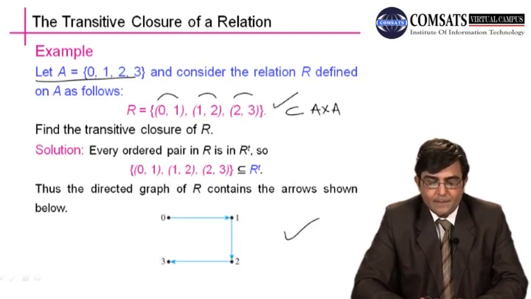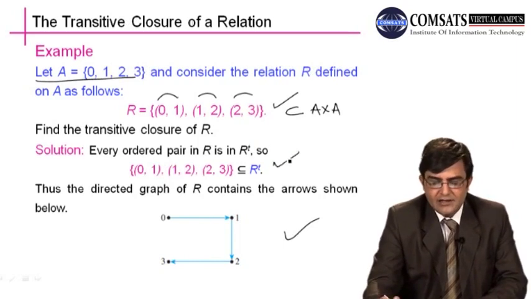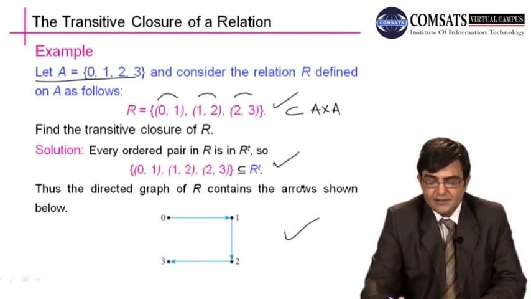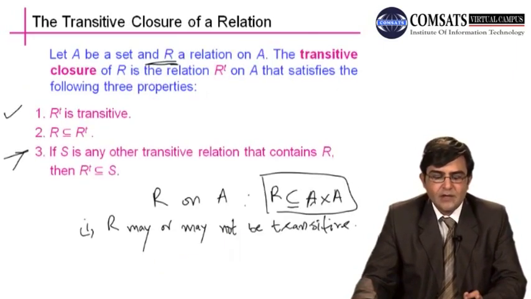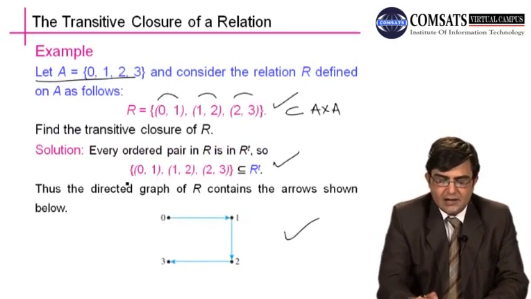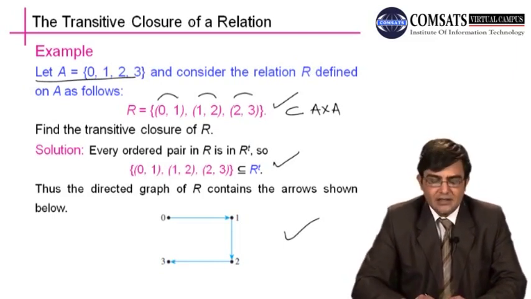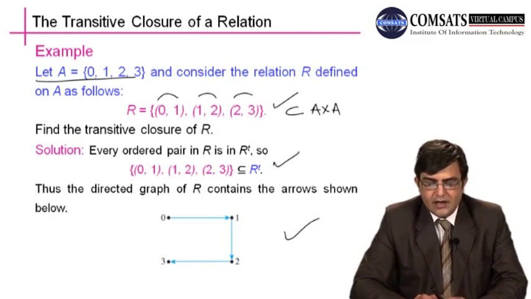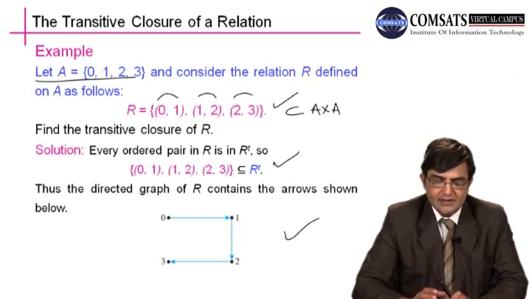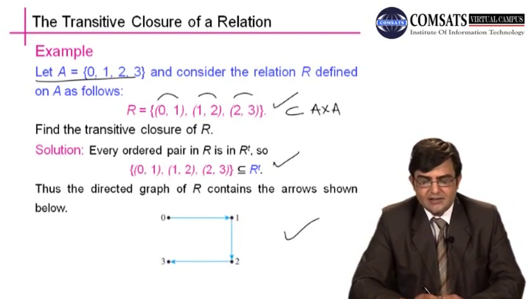Now we add some other ordered pairs which make this relation R a transitive relation. Every ordered pair of R must be in R^T, because R must be a subset of R^T according to the second property of the transitive closure of a relation. So R^T must contain all these ordered pairs which are already in R. Now, how can we add the least number of ordered pairs to this relation R so that it becomes a transitive relation?